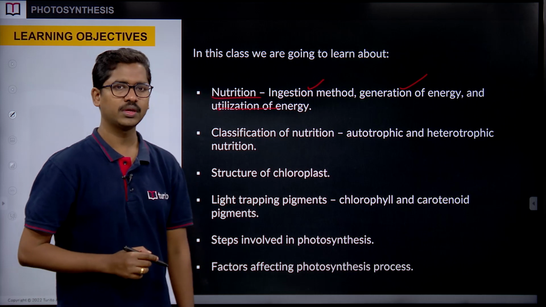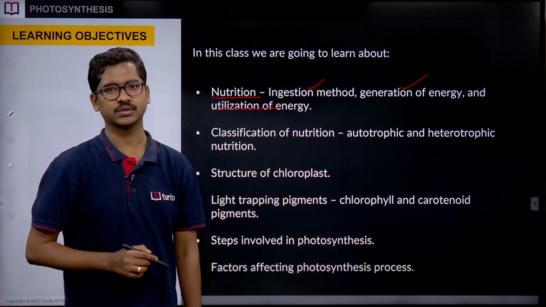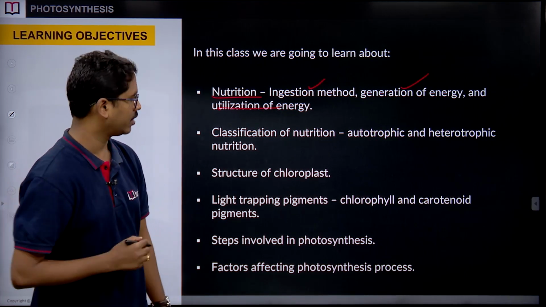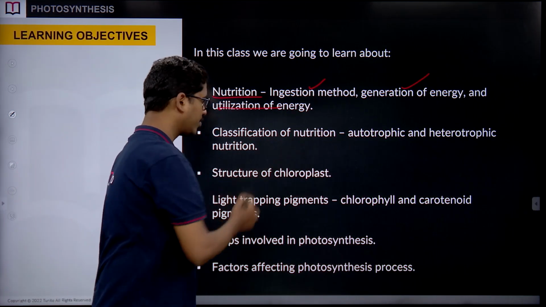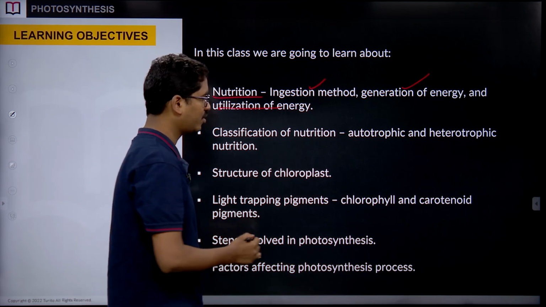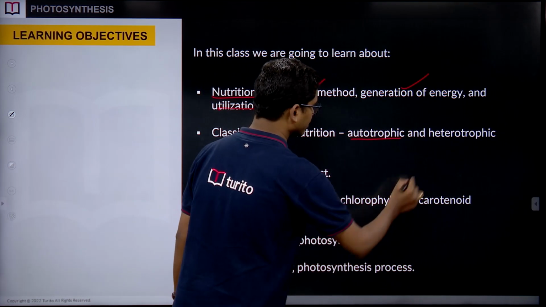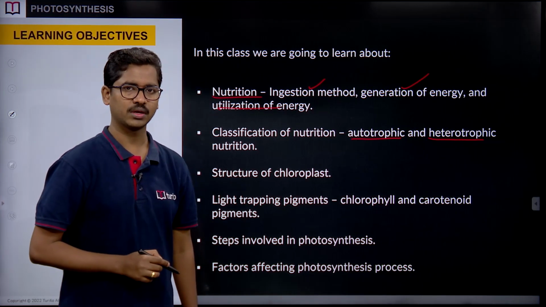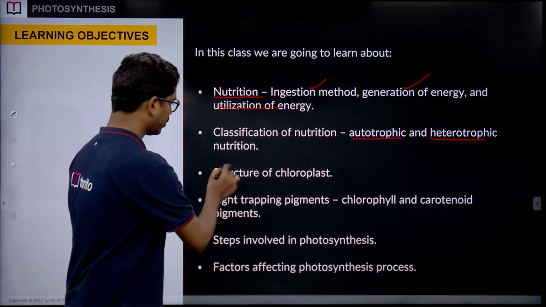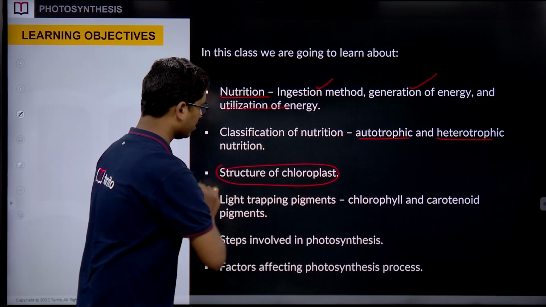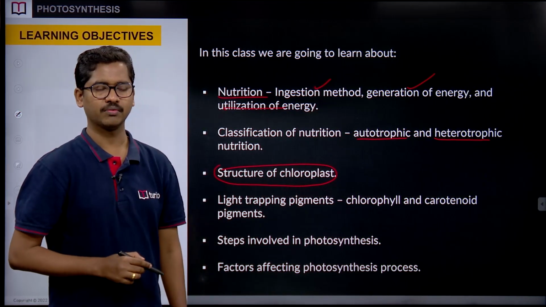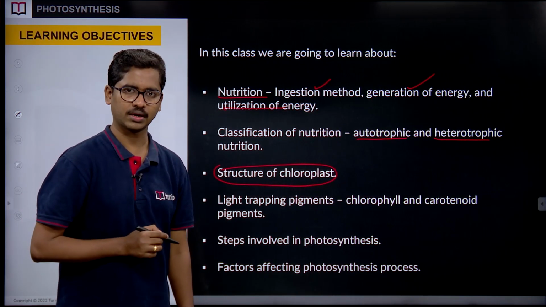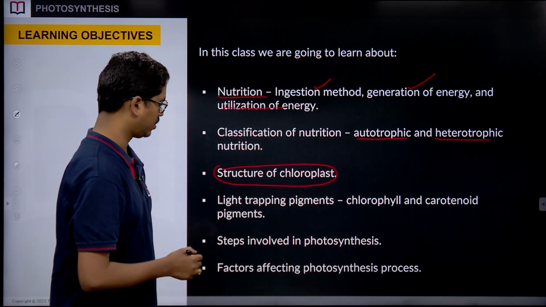Secondly, we will look into the classification of nutrition. As you know, you have been learning about it for quite a long time. Classification of nutrition involves autotrophic nutrition and heterotrophic nutrition, which you know by now. Then we will look into the detailed labeled structure of chloroplast, where we will understand the different parts of the organelle chloroplast.